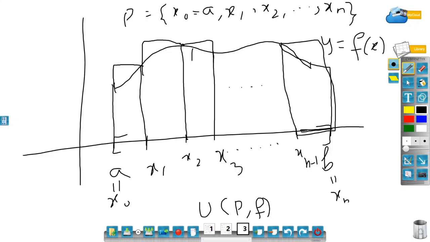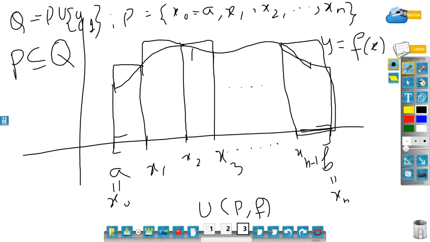Now I will define another partition Q. Suppose Q is a partition which is equal to my P union some extra point, let's call it y1. So Q is a partition which has P as well as some y1. Where does y1 belong? y1 lies in one of the intervals xi minus 1 comma xi, where i goes from 1 to n. So you can see that P is a part of Q. So this means that Q is a refinement of P.